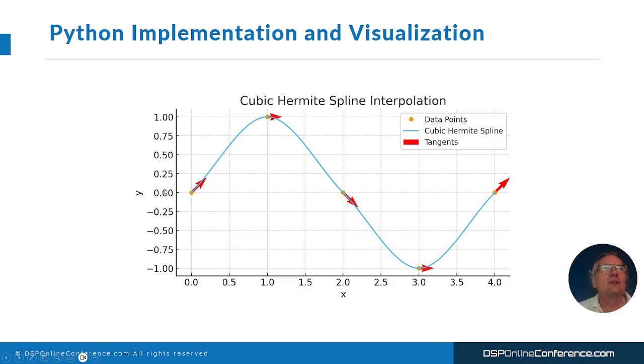But as I say, the benefit of the cubic Hermite spline interpolation is that we can specify the slope or the tangent of each point going into the interpolator. So that adds an extra level of functionality that we can use. Okay, so that's two of the most common interpolation algorithms.